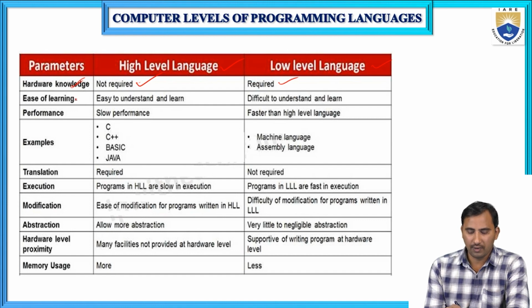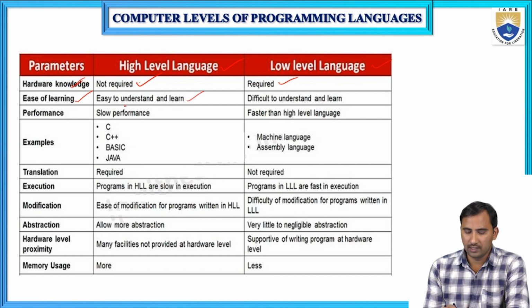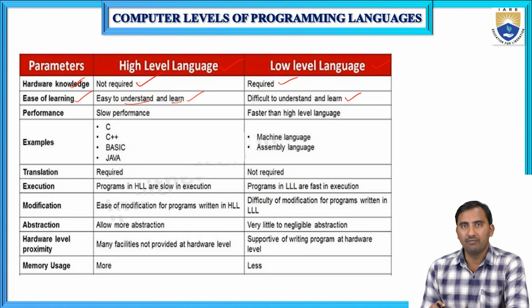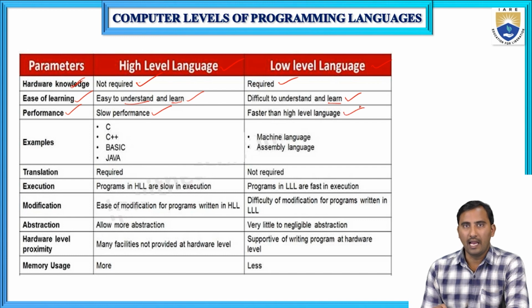Next, ease of learning. A high level language program is very easy to learn, easy to read and write, and very easy to understand. But a low level language program is very difficult to understand and also to write. On performance, high level language programs have slow performance, and low level language programs are faster than high level language programs.